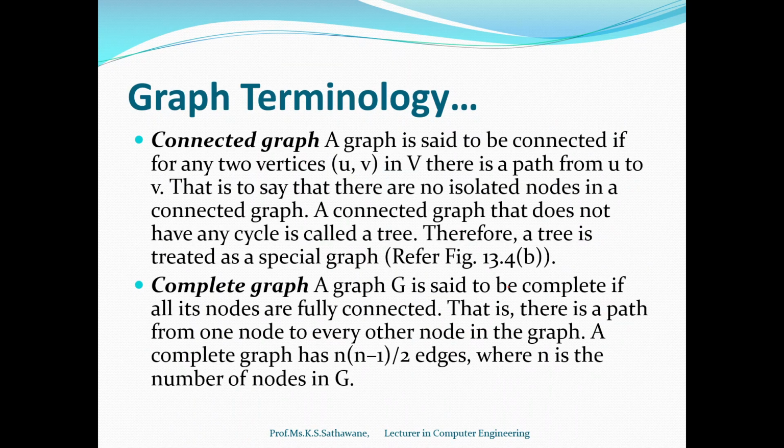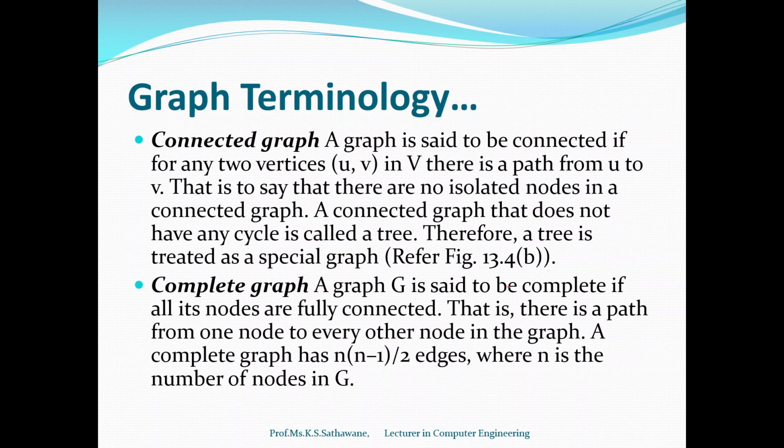Okay. Now what is a connected graph? A graph is said to be connected if for any two vertices u, v in capital V there is a path from u to v. That is to say that there are no isolated nodes in a connected graph. Means every node is connected to some or the other node. So a connected graph that does not have any cycle is called a tree. Therefore a tree is treated as a special graph.